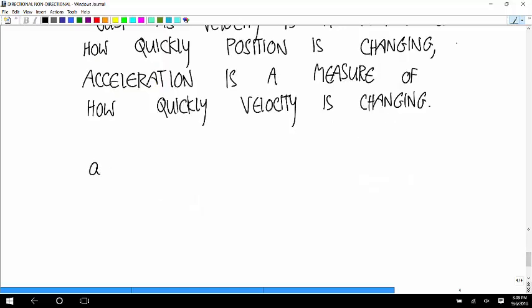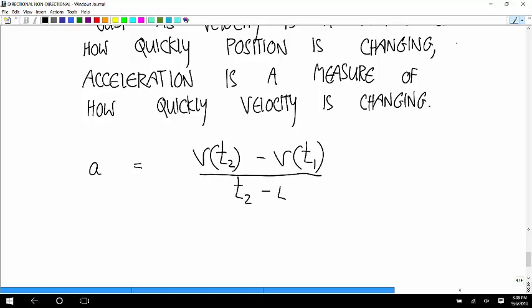So acceleration is the velocity at a later instant t2 minus the velocity at an earlier instant t1, divided by the later minus the earlier. The form of that equation is exactly the same as the form for average velocity.